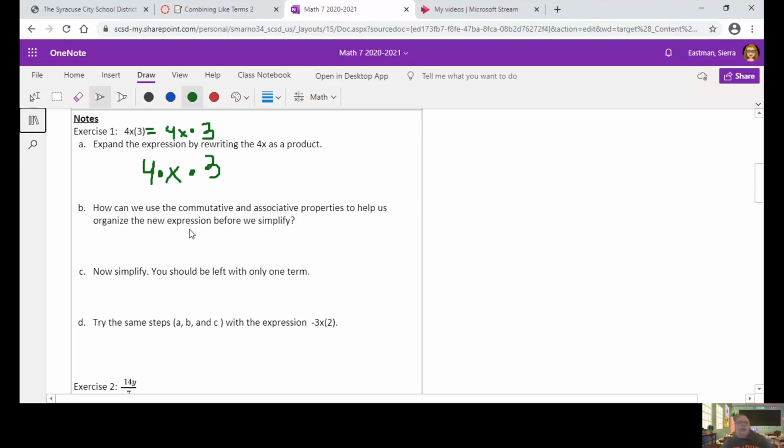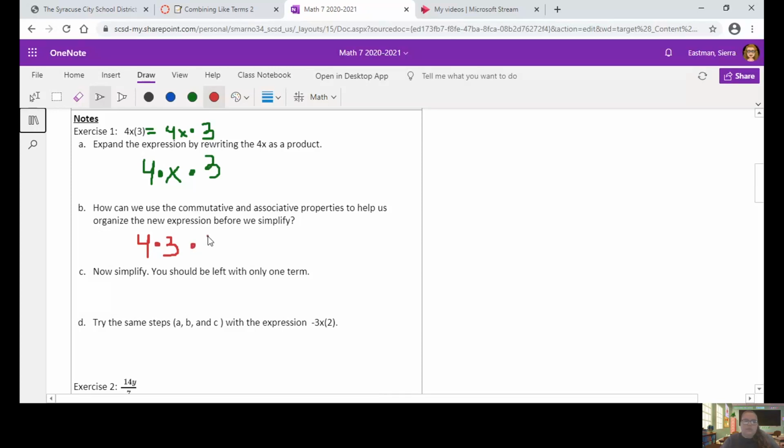Part B is asking us how we can use the commutative and associative properties to help us organize the new expression before we simplify. And organize here means to separate the things that we can multiply together from the things that we maybe can't multiply yet. It'd be like this variable because we don't know what the number is, right? So I could use my commutative property to change the order of these. If I want my 4 and my 3 to go next to each other, because those are things that I can combine, then I need to change the order.